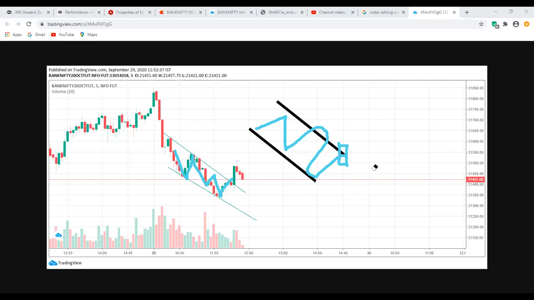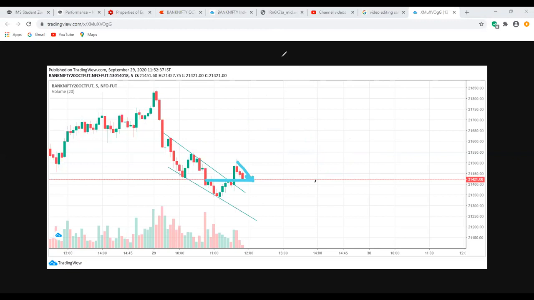At 11:45 I shared the setup for Bank Nifty. This was the setup that I had shared. I had told that Bank Nifty has given a breakout from this channel over here. It has given me a breakout from this channel and it has given me a retest back to this level. Now, what I am expecting is Bank Nifty to continue moving up to the next supply zone.